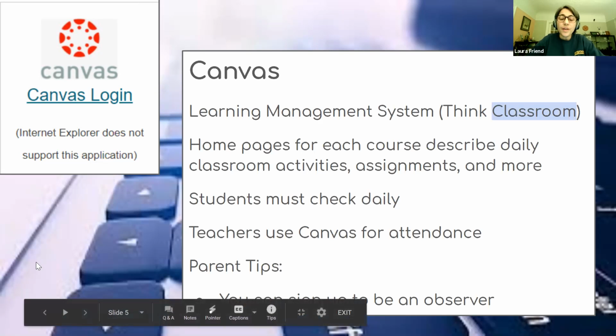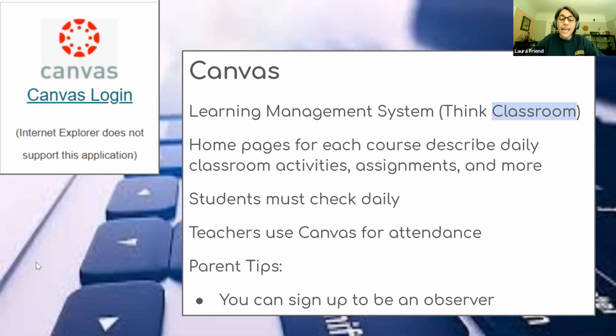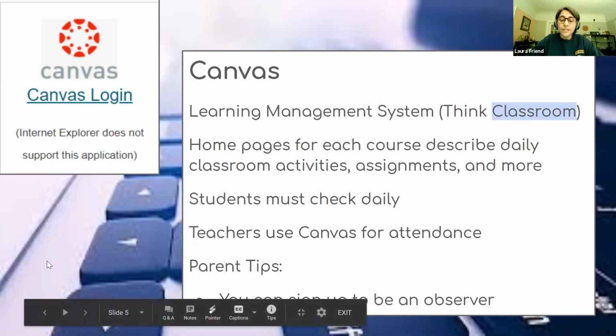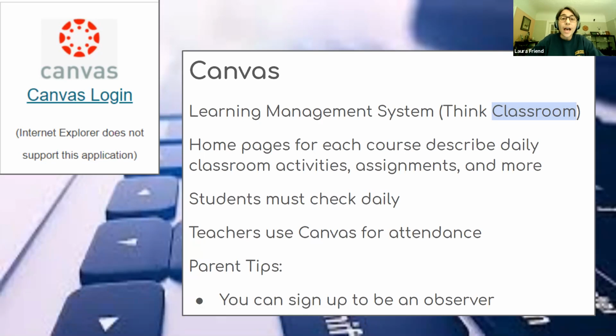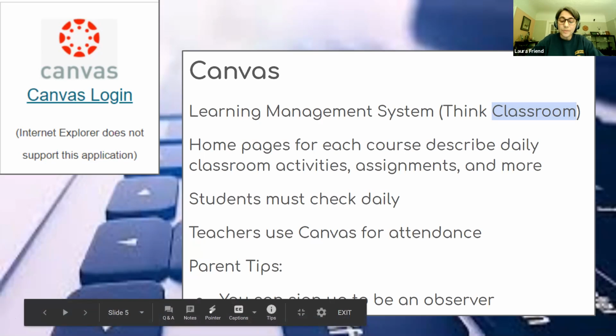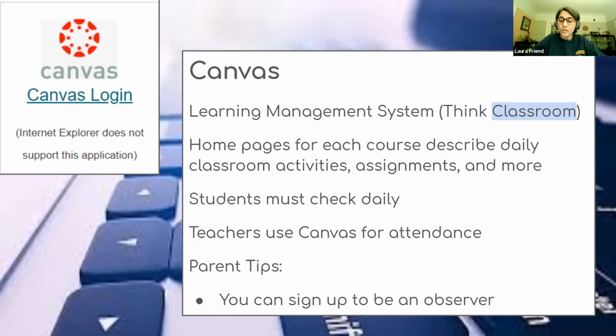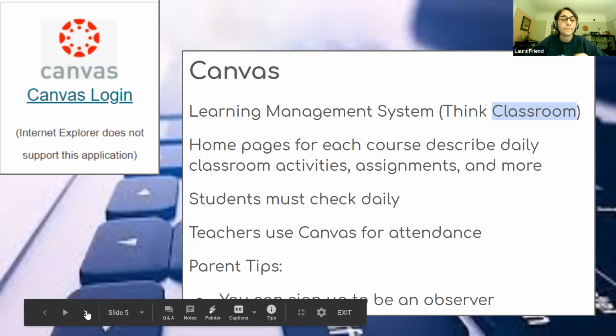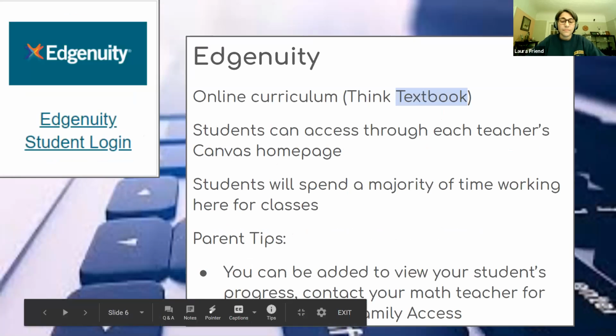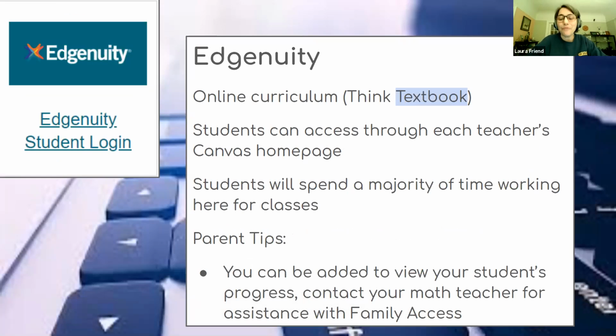Canvas pages also have information about Zoom meetings, including office hours, and links that can help students with tech or content. Parents can sign up to be an observer for their student. Only one account needed for multiple students. There's a how-to located on the district website under Reopening Plan, Learning Management System, Resources, and how to create an observer account. And by the way, there's a Canvas app for mobile apps too.